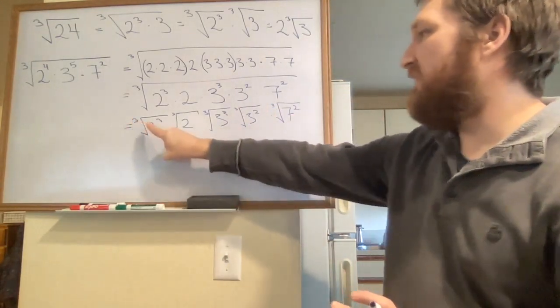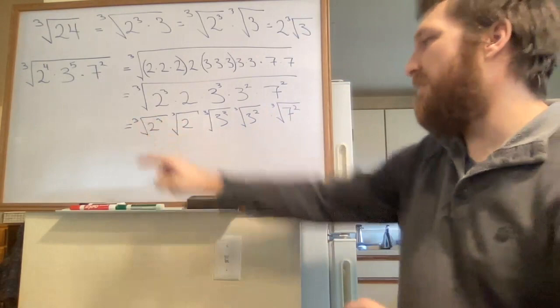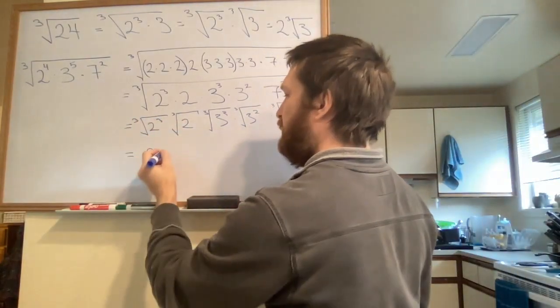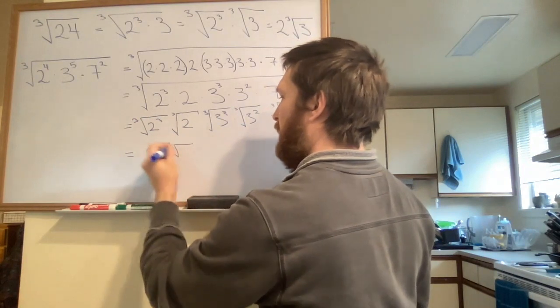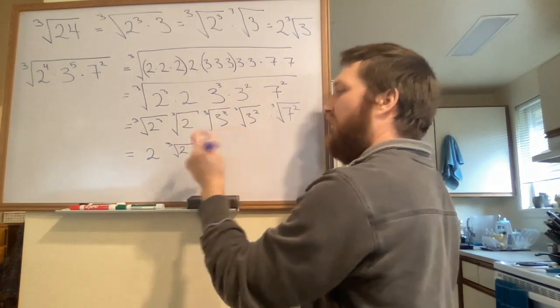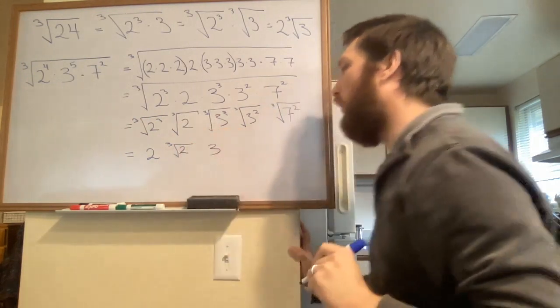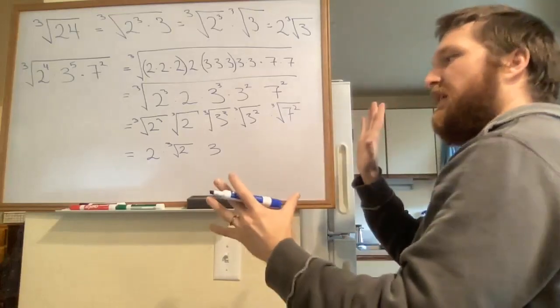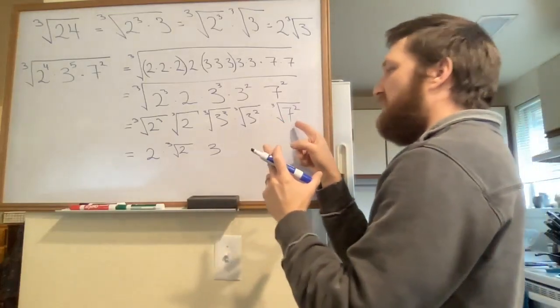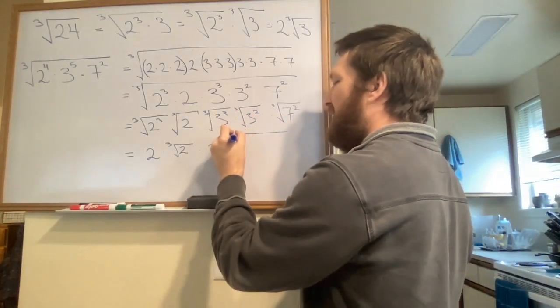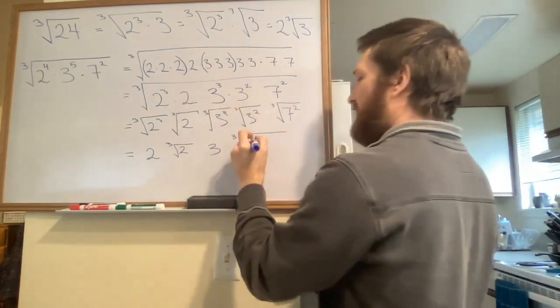The cube root of something cubed is whatever that thing is. So that guy comes out to just be a plain old 2. The cube root of something cubed is whatever that is, which comes out to just be a plain old 3. The cube root of something squared, nothing's going to happen there. I can't pull anything out, can't really simplify that. So I'm just going to keep them together, combine these guys back together.